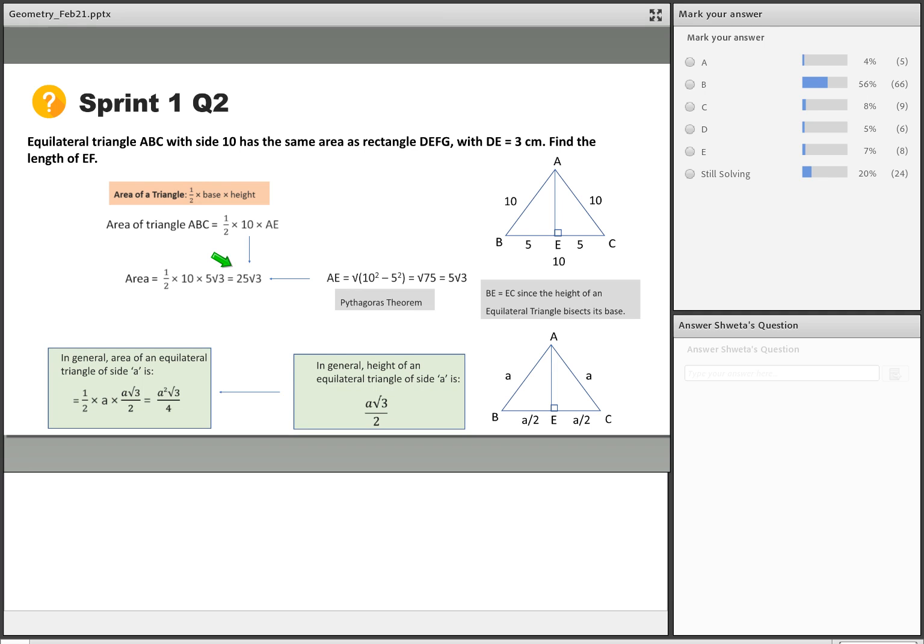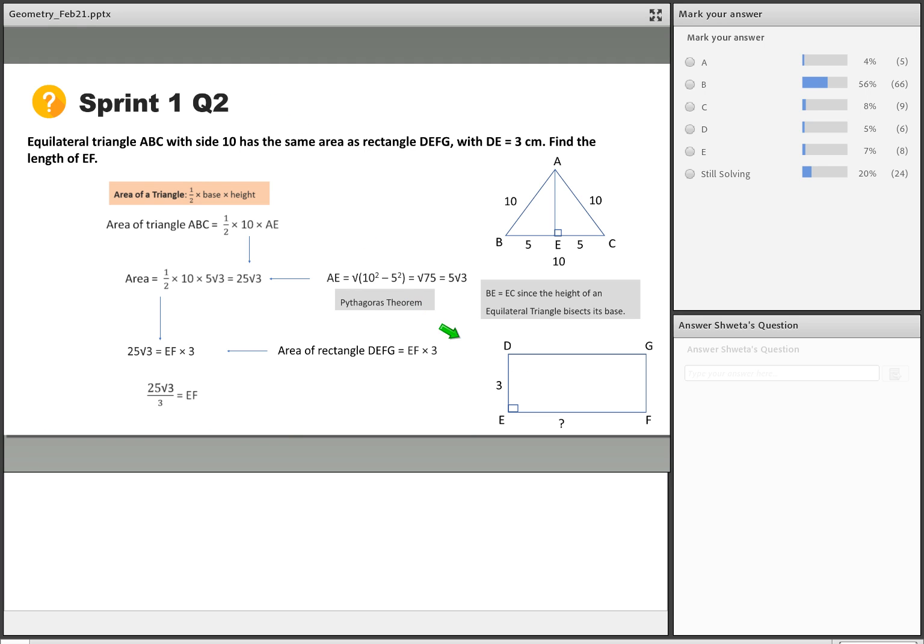Now that we know everything about the area, we know that the area was the same for this rectangle as well. So let's work on the rectangle now. Now, area of a rectangle is length times width. So it's EF here times 3. But this is going to be equal to 25 root 3. I know that here. Simple thing, I solve EF is equal to 25 root 3 over root 3, which is what we were looking for.